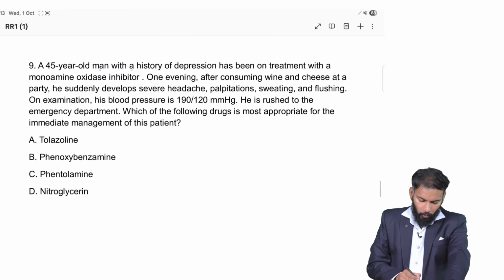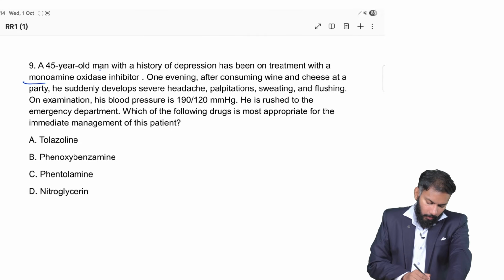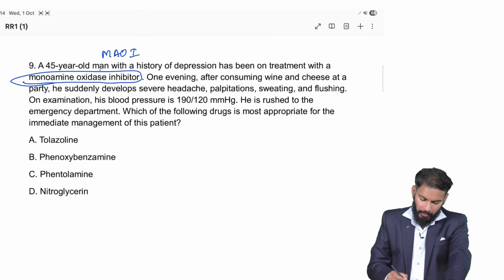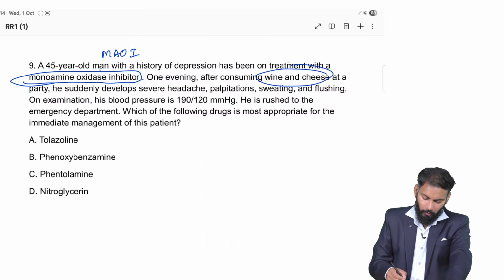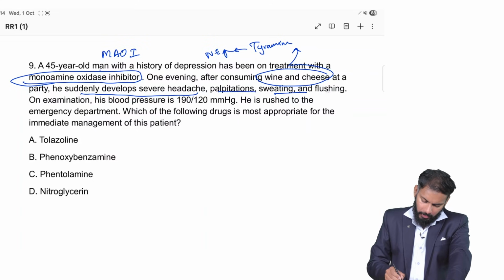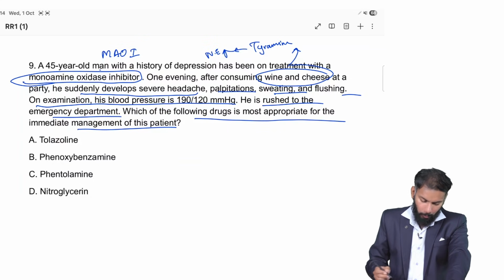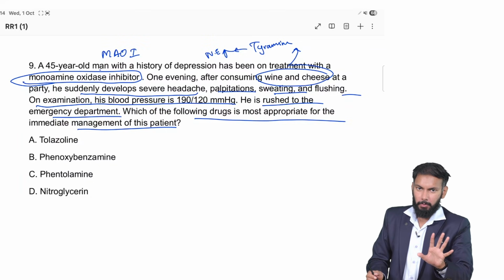A 45-year-old man with a history of depression has been on treatment with an MAO inhibitor. One evening after consuming wine and cheese, wine and cheese will have what? Tyramine. It is a norepinephrine displacer. He suddenly develops headache, palpitation, sweating and flushing. On examination, his blood pressure is 190 by 120 mmHg. He is rushed to the emergency department. Which of the following drugs is most appropriate for the immediate management of this patient?